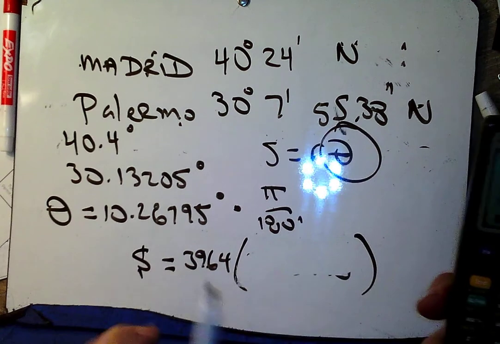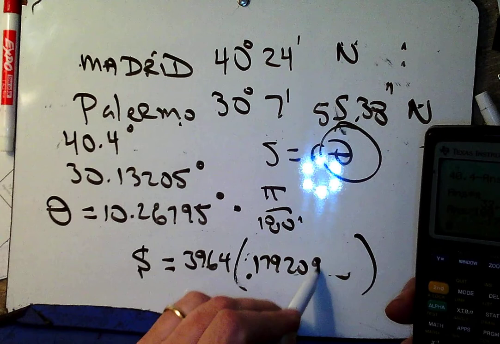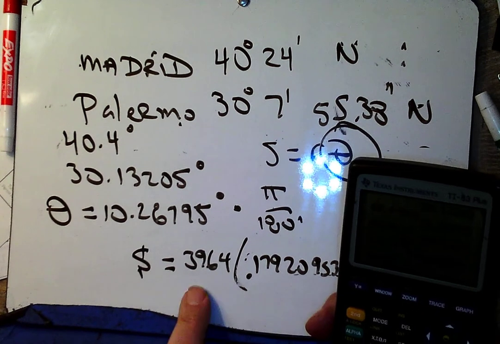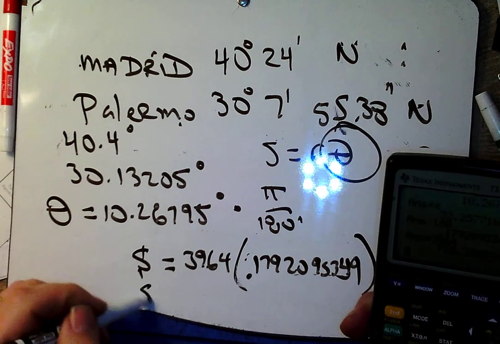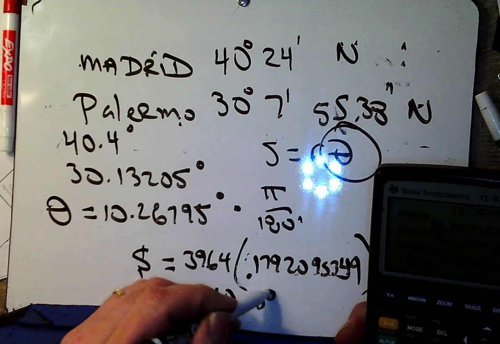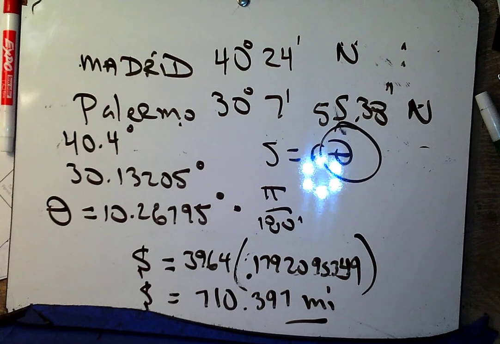Okay, so in radians, that's 0.1792095349. So I take that number and multiply by the radius of the Earth, and I get that the distance is 710.387 miles. Okay? All right.